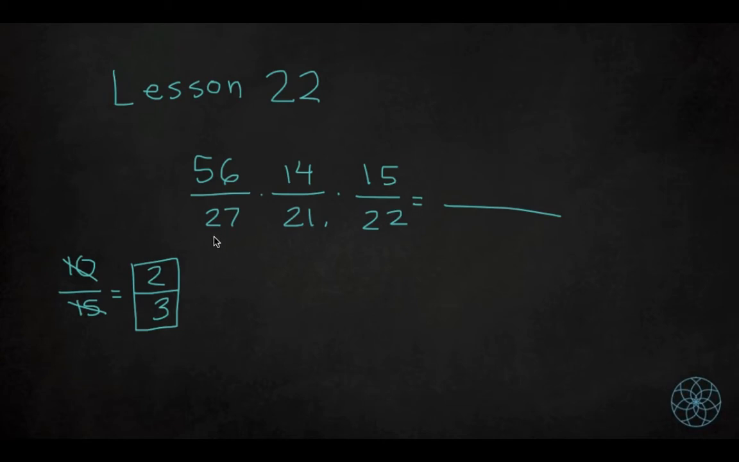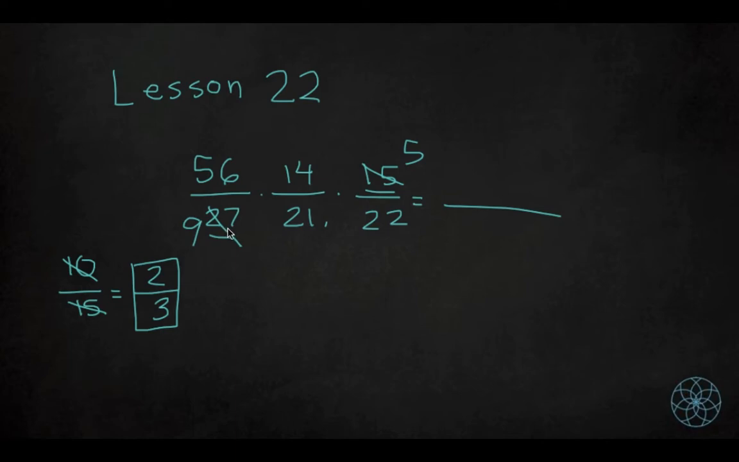So let's look at 27 and let's look at 15. Those are in different fractions, but they're all part of the same problem. 27 and 15 can both be divided by 3. 15 divided by 3 is 5. 27 divided by 3 is 9. So even by just simplifying those two factors, we have a much simpler problem. It's much easier to multiply something by 9 than 27.